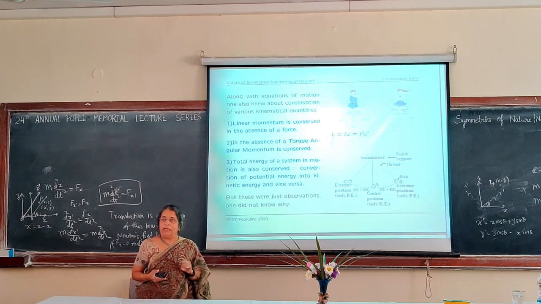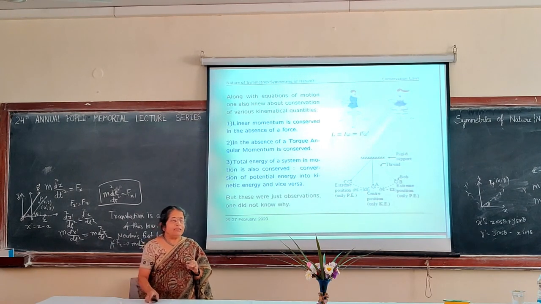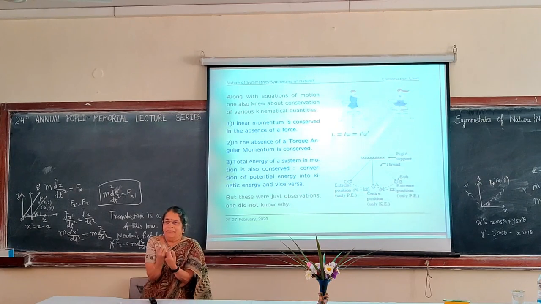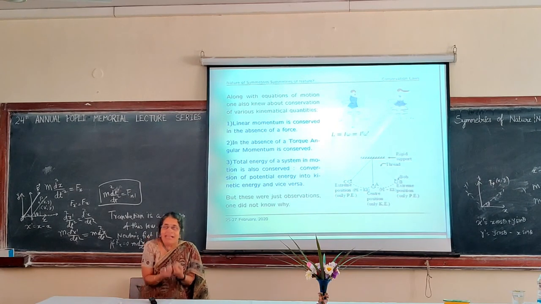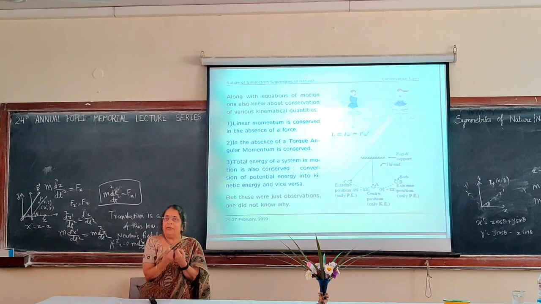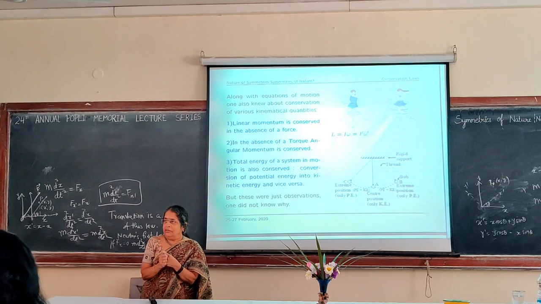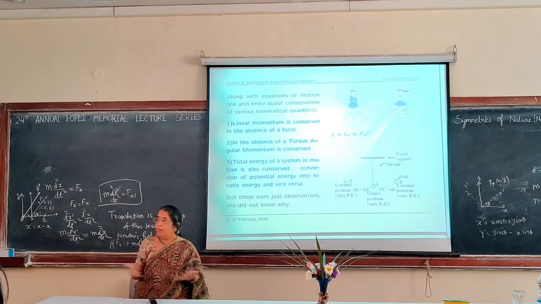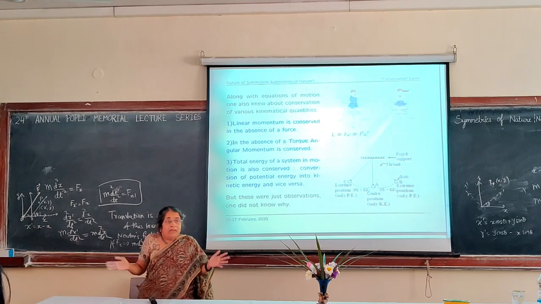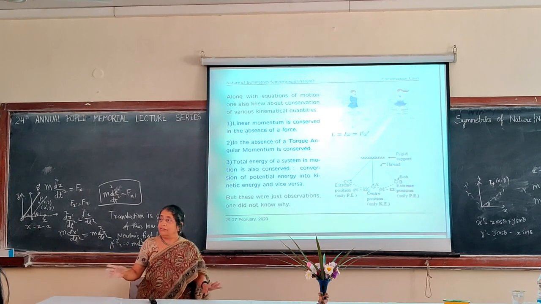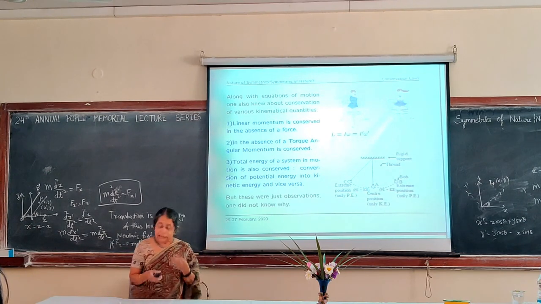People knew them to be correct. But physicists always like to know why. Why is it so? Why is linear momentum conserved? Why is angular momentum conserved in the absence of torque? Why is energy conserved? Because the system is moving, the system could do many different things. And if it is not dissipative, nothing changes. So what exactly happens? What is the reason?